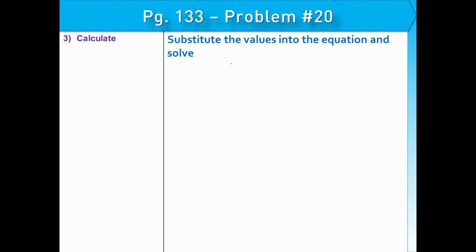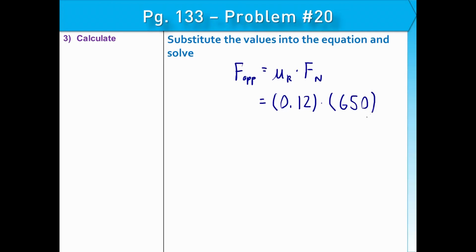So now with my equation, force applied is equal to the coefficient of kinetic friction times the normal force. I'm going to go ahead and plug in my values. I know the coefficient value is given to me as 0.12, times the normal force, which in this case is 650. I'll go ahead and multiply those two numbers. I should get 78. So that means that my force applied is equal to 78 newtons.